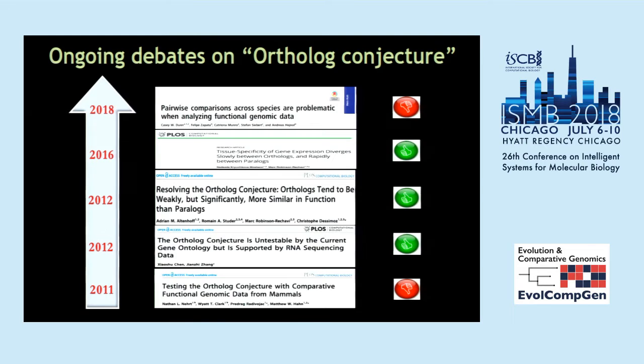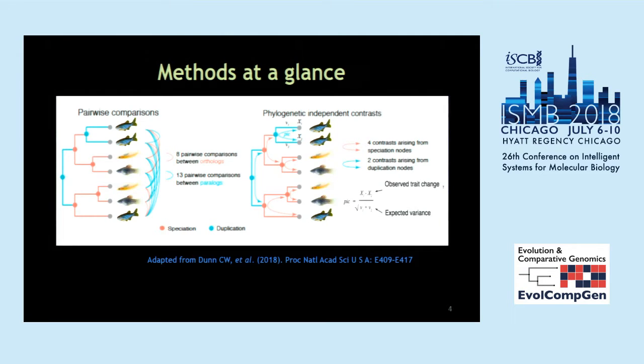The debate on the ortholog conjecture started in 2011, and the majority of the works supported the ortholog conjecture. It still remains controversial even after 7 years. And in the latest publication, Dunn et al. have shown that one shouldn't use the pairwise method while testing the ortholog conjecture, as different methods can lead to different conclusions. Let's see what the methods are.